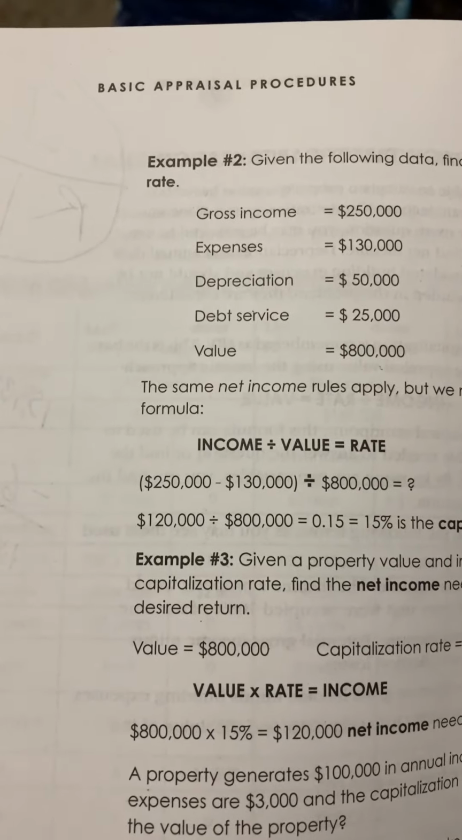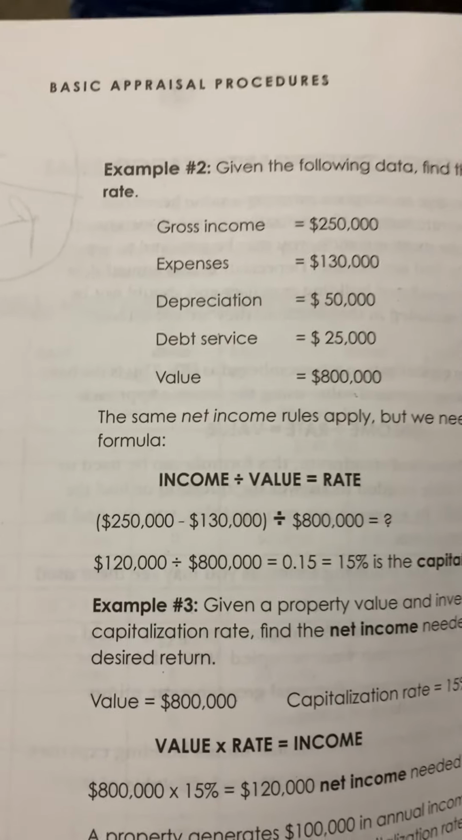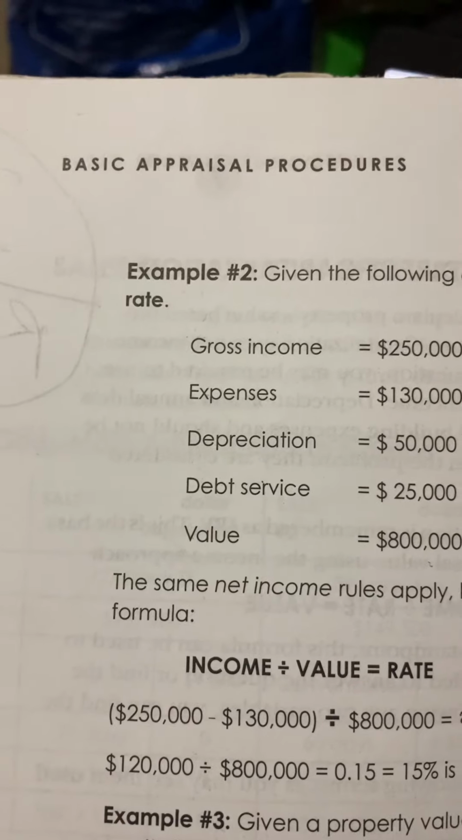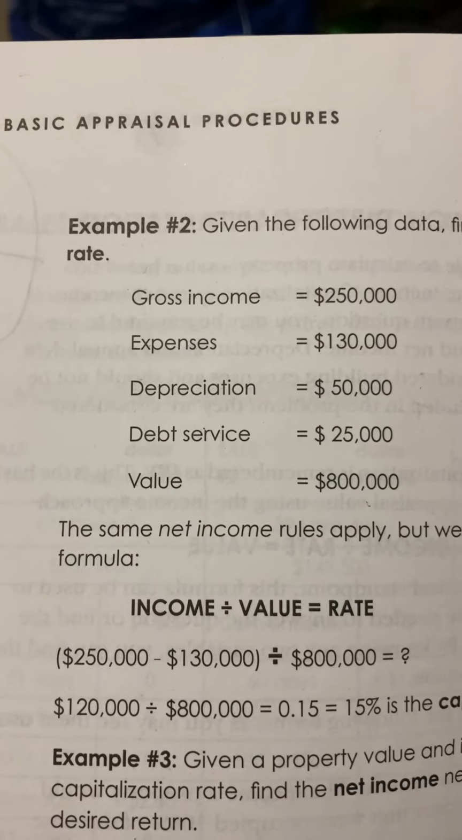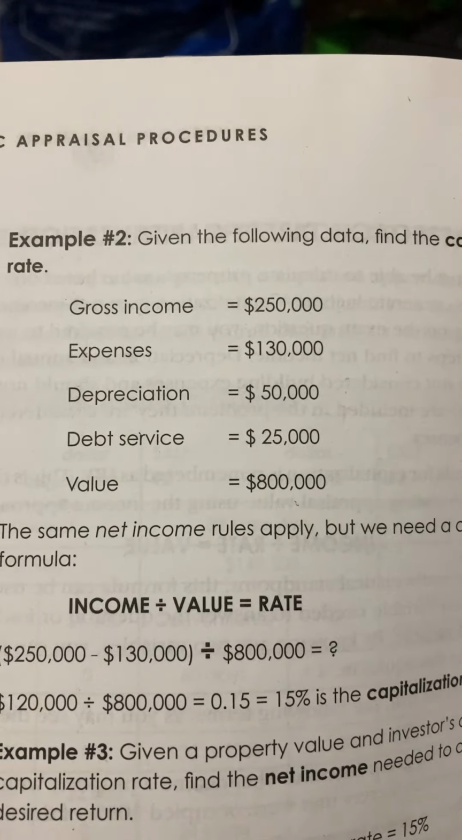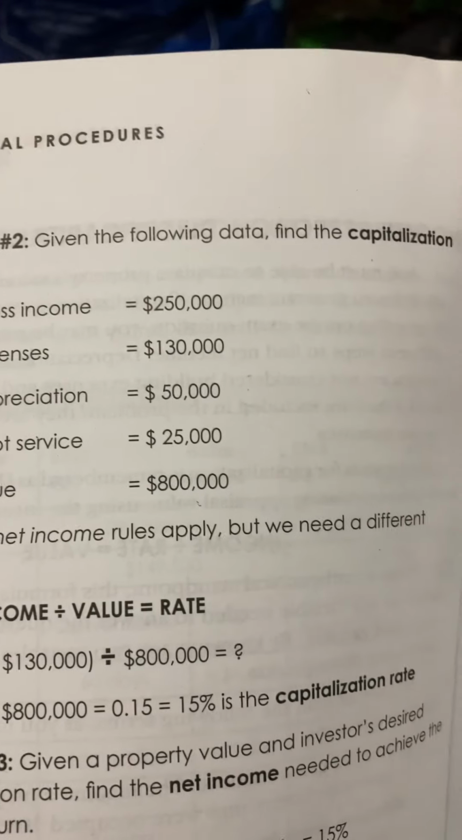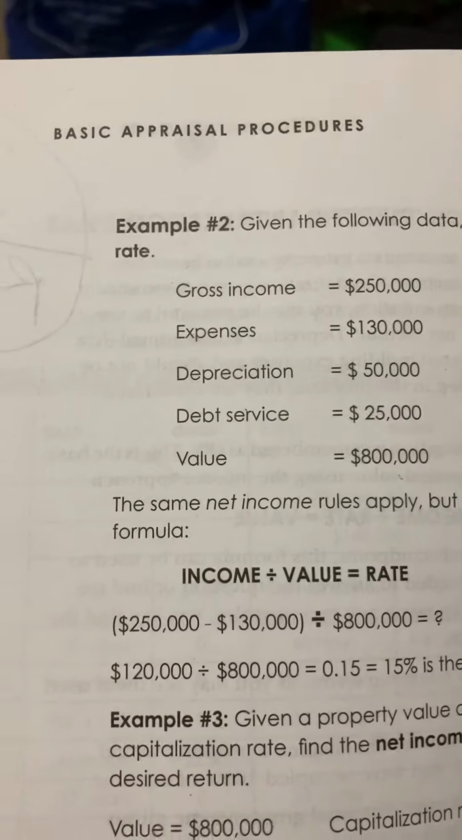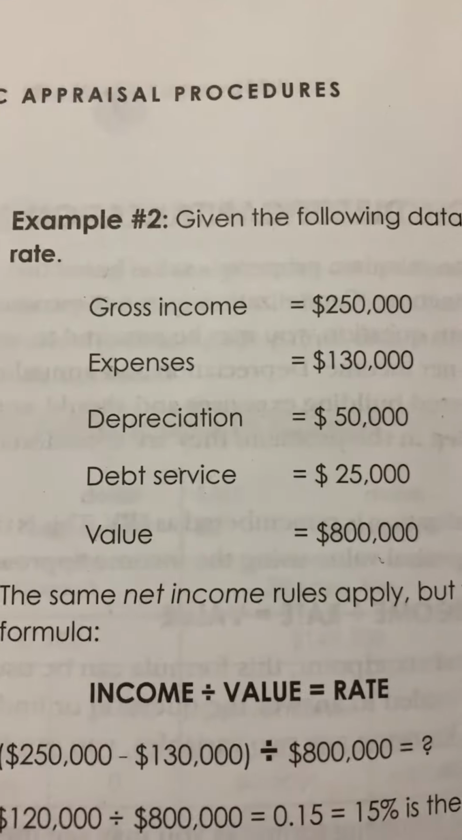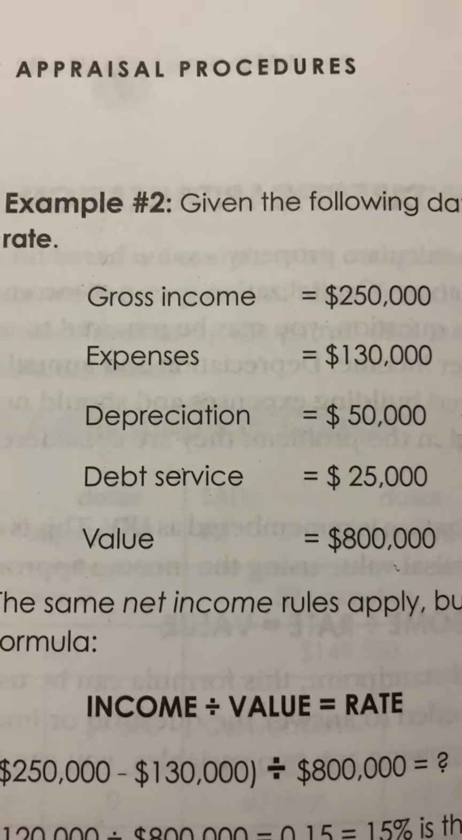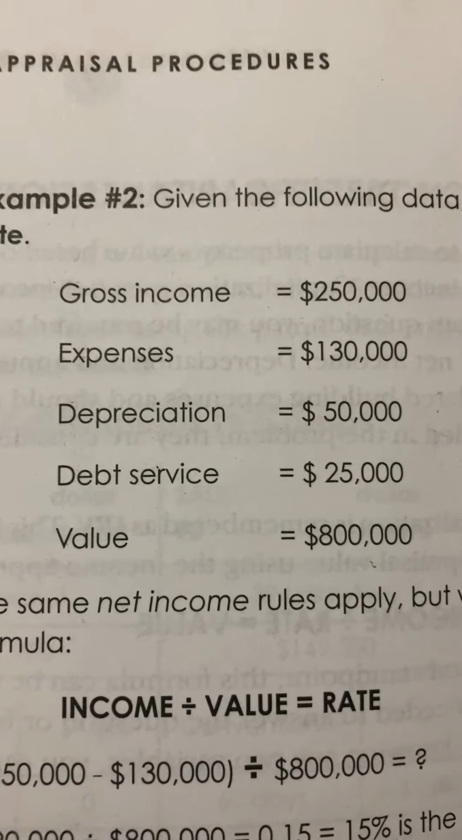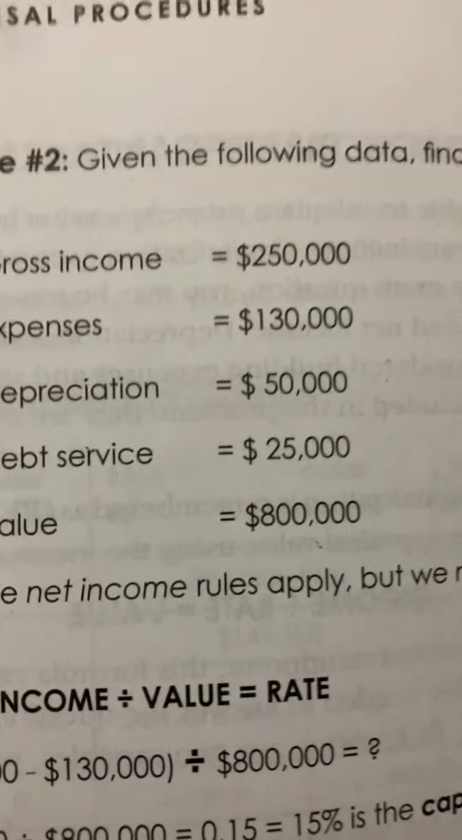Basic Appraisal Procedures, page 234. Example number 2. Given the following data, find the capitalization rate. So we start with gross income, which is probably going to be potential gross income, of $250,000.